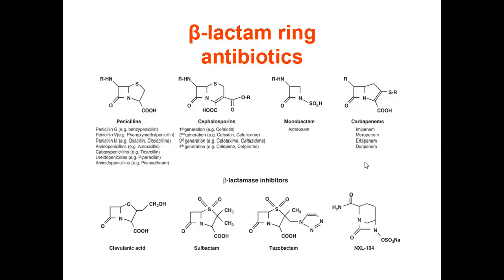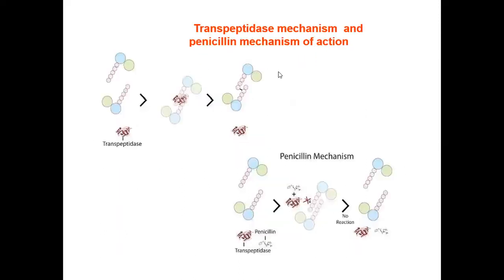So look at these slides. Here you can see different beta-lactam antibiotics, and this is the beta-lactam ring. You can see that each of these antibiotics has a beta-lactam ring. And how do they kill bacteria?